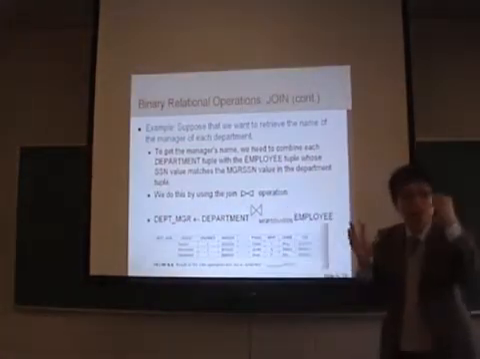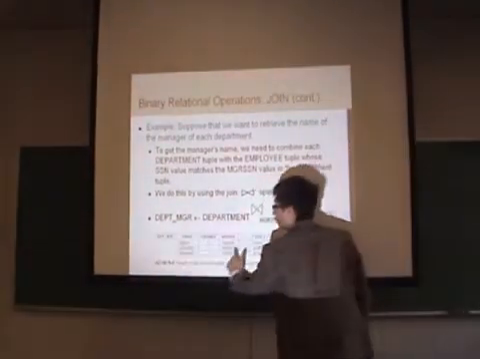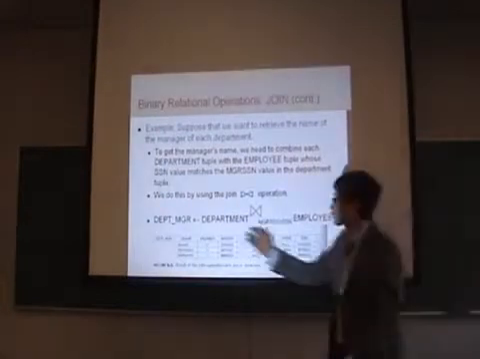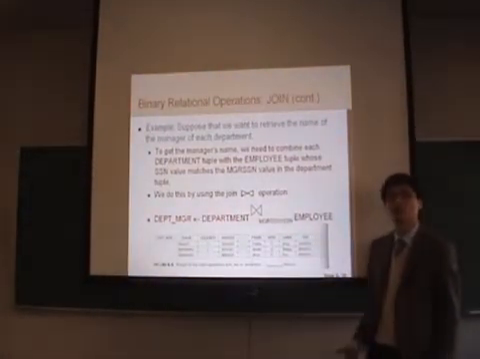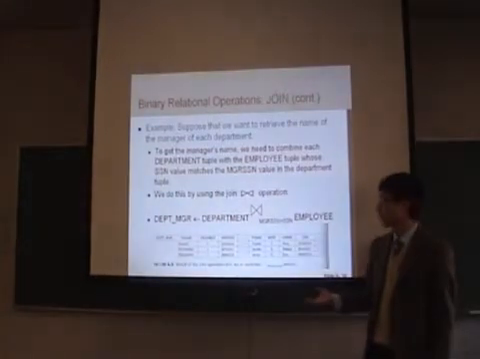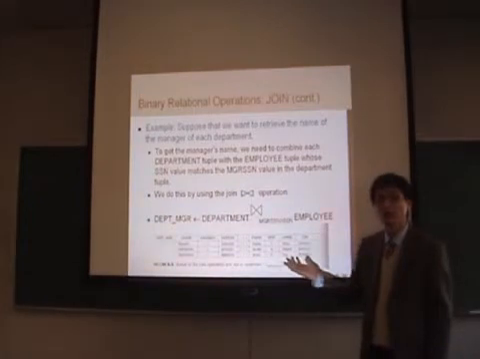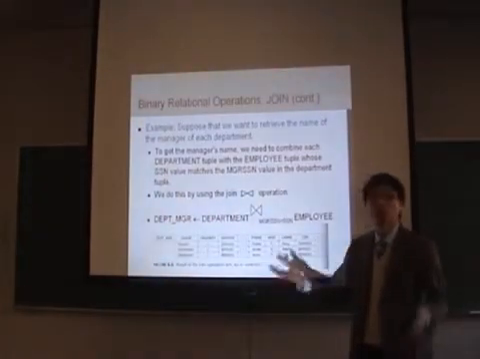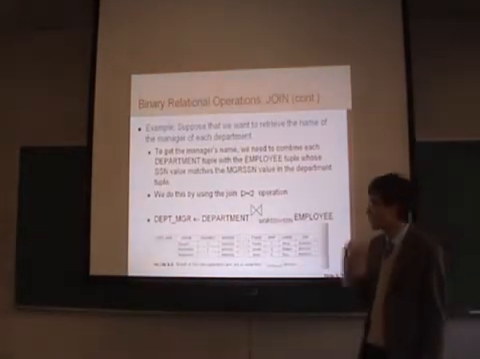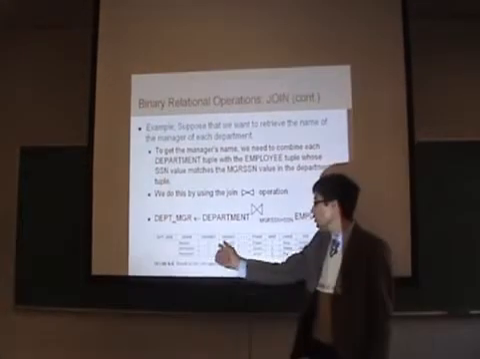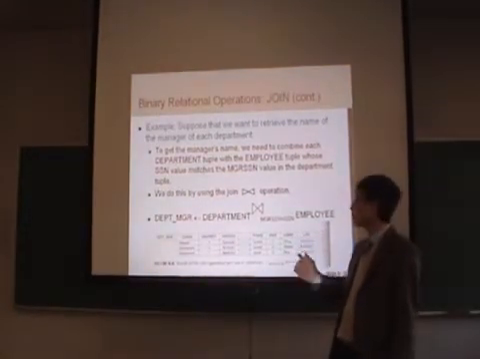We can combine employee and department. So first we can do Cartesian product. There might be so many tuples, each and every case. How many employees do we have? For example, 12. Then how many departments? 5. It will be 60. Among them, what we need is the manager social security number being the same as what? The social security number in employee.